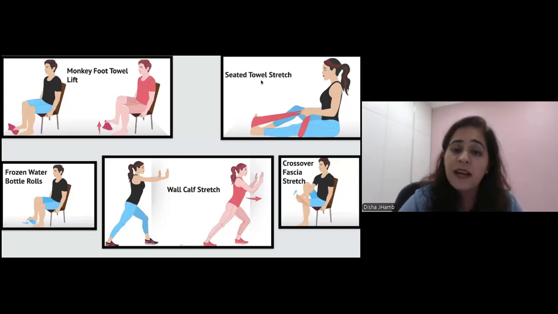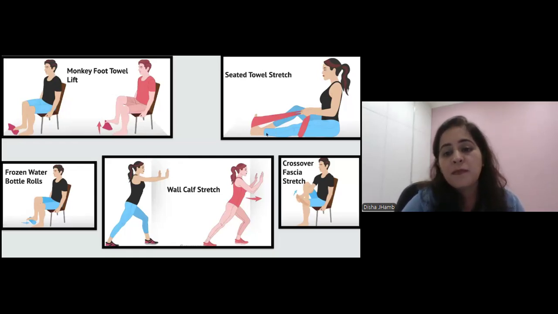So that's a very good stretch, and it is a very beginner level stretch. Suppose you are very symptomatic and having a lot of pain, that is the first stretch that you can start with. And once you are comfortable with this stretch, then you can move on to the wall calf stretch.